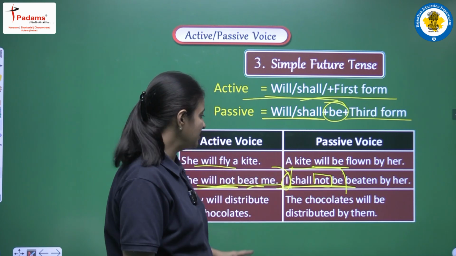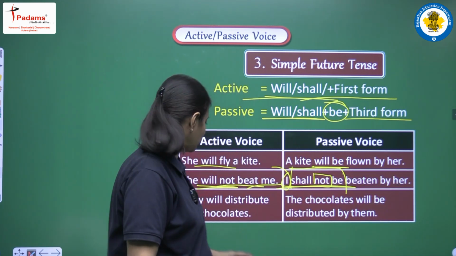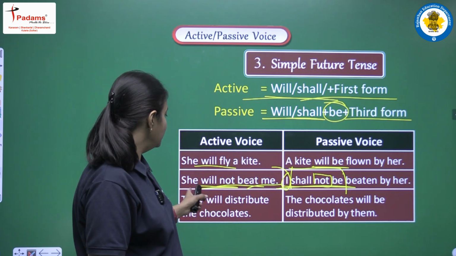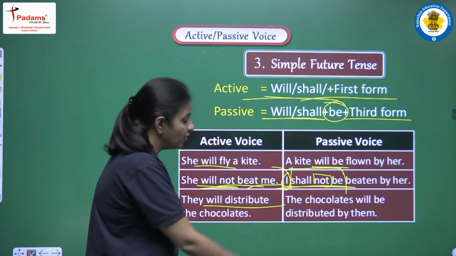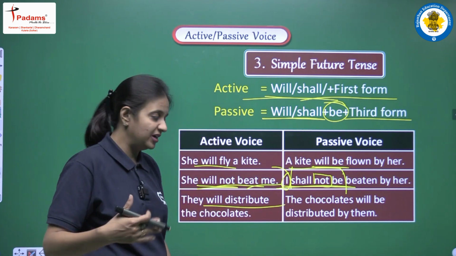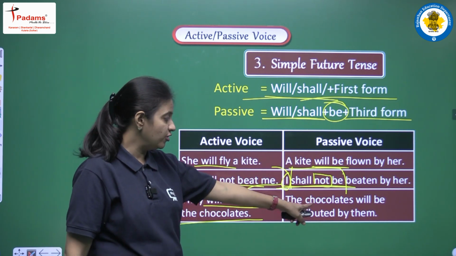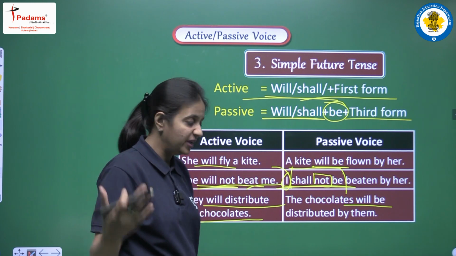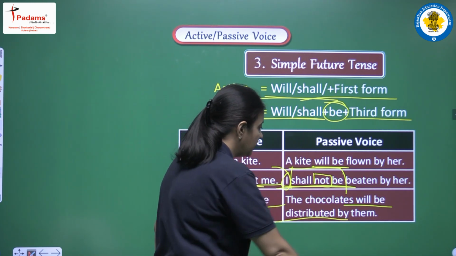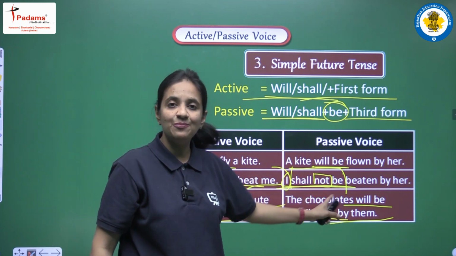So now we are having this thing, I shall not be beaten by her. One more example we are having, they will distribute the chocolates. So will plus first form, that is future simple tense, and we are having the chocolates as object. So first of all we are writing the chocolates. Helping verb we are using will be. Third form distributed, and they will be converted to them, and yes we are adding by also.